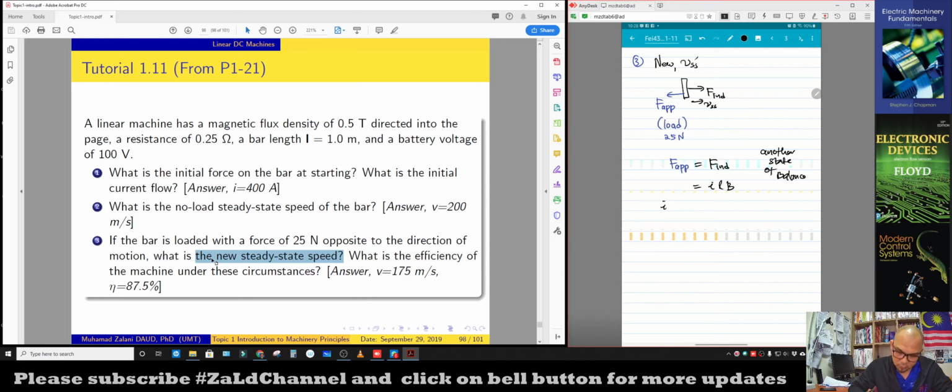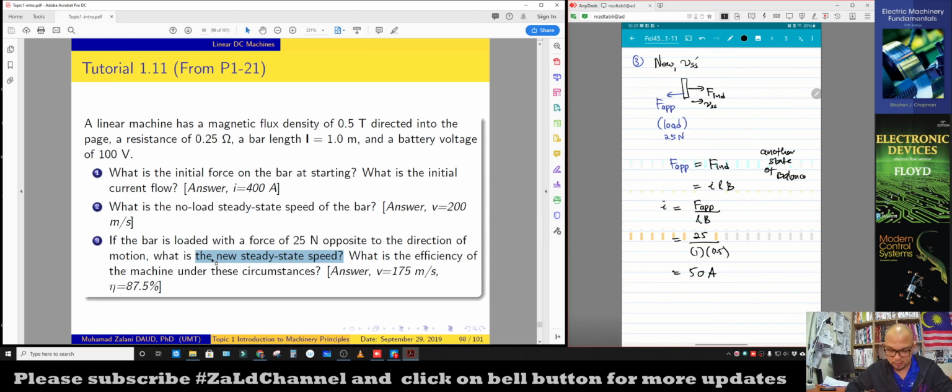In that case, we have a new current because of the applied force. We find the new current first. We know that F load is 25 Newton. The new current is F load divided by LB. L and B we also know. So 25 divided by 1 times 0.5, which is the new current that we have when there is induced voltage in that bar. So the current becomes smaller in this case. The new current is 50 amps.